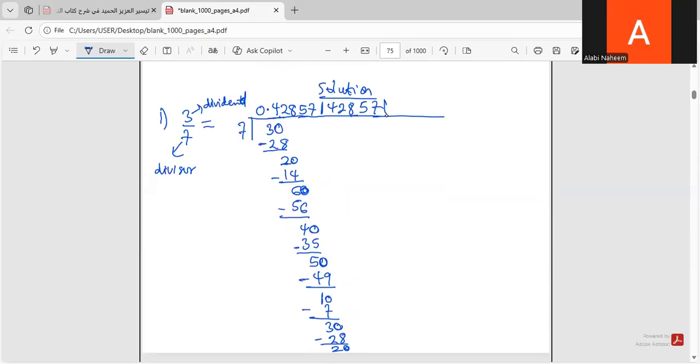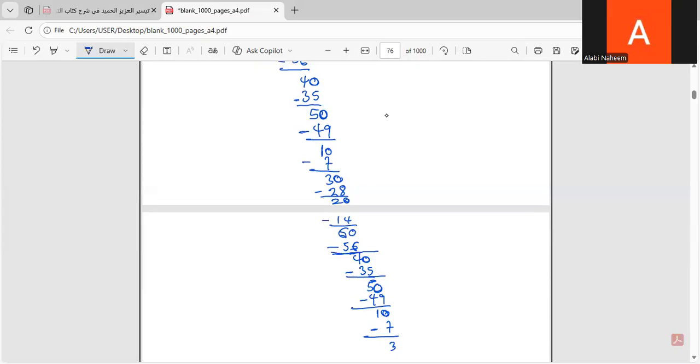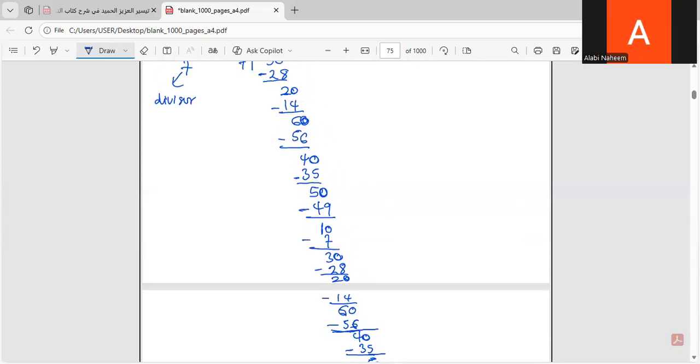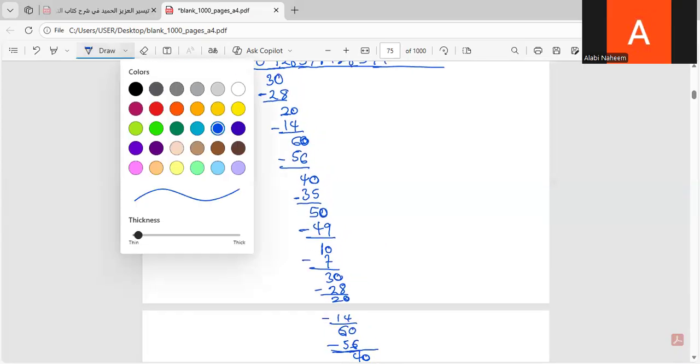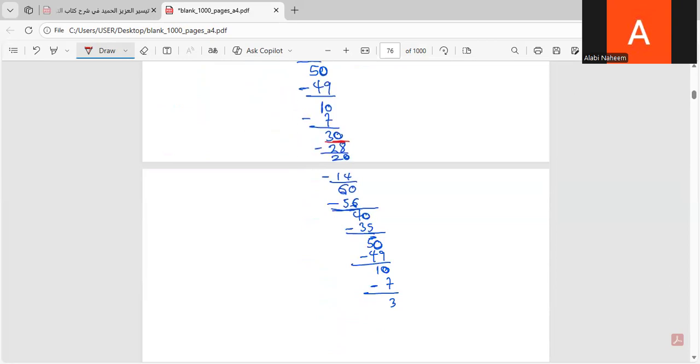7 times 1 is 7. Subtract. What do you have? You have 3. You can see the cycle has started to repeat itself again. We started from 3 here. Then after some divisions, we got to 3 again. Can you see? So it's called a non-terminating recurring decimal.